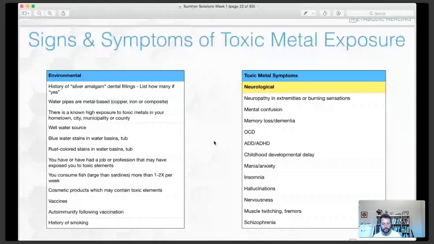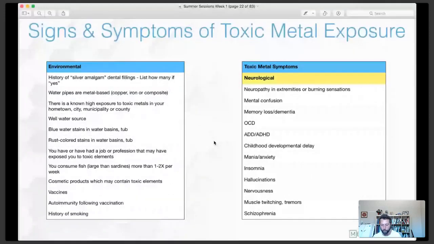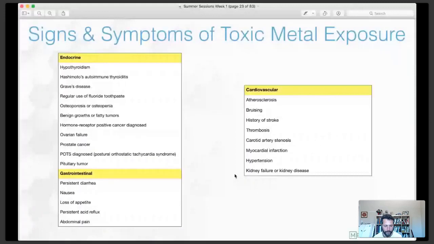So we're just looking for toxic metal exposure. A lot of these neurological symptoms will overlap with other conditions, but we want to see if there's a correlation to any of the environmental factors. Same thing with the endocrine, gastrointestinal, and cardiovascular sections. There is a lot of overlap, so we don't always know, but we're just looking to evaluate the probabilities. So you can play with this with your intake.